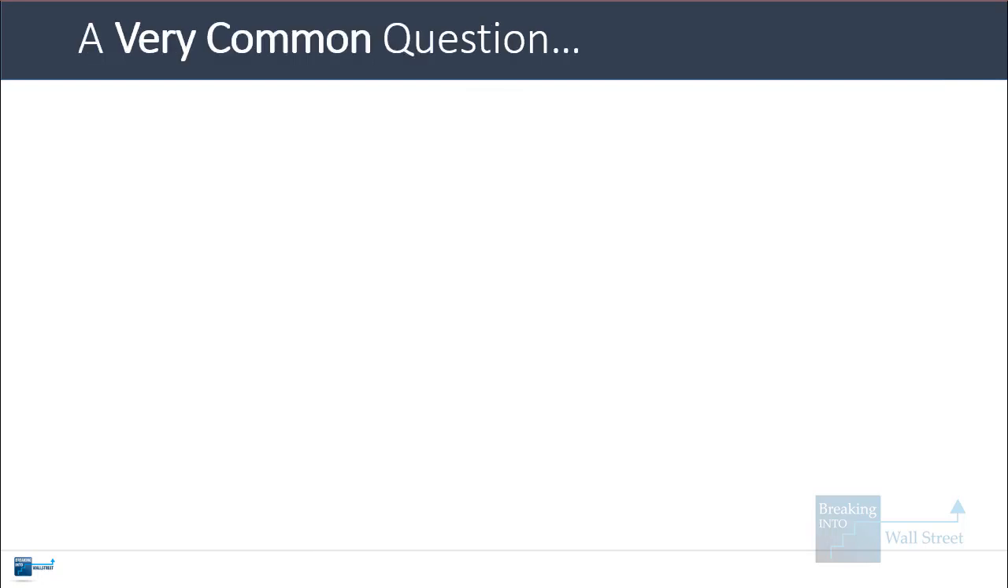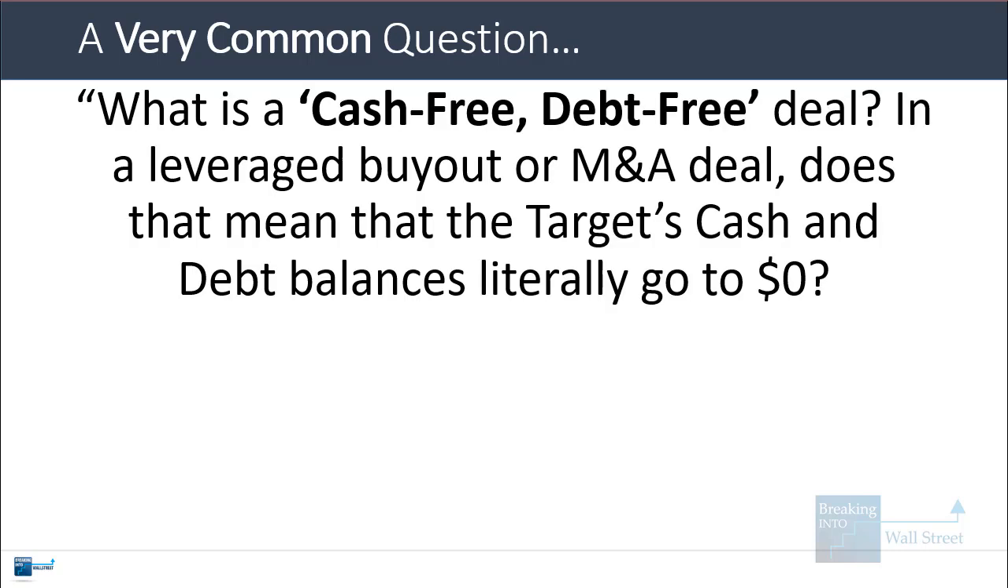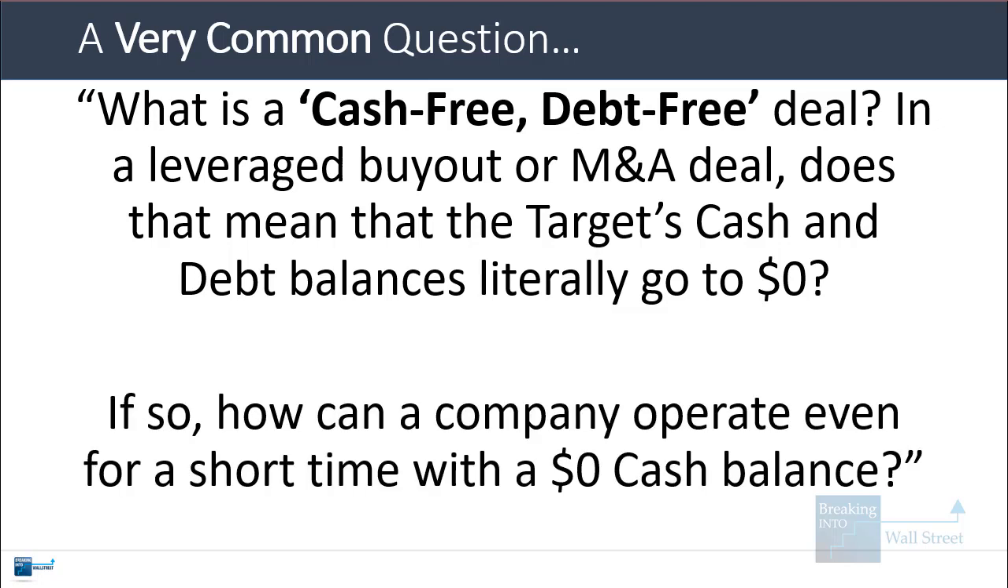The common question that we get here goes something like this. What is a cash-free, debt-free deal? In a leverage buyout or merger or acquisition, does that mean that the target's cash and debt balances literally go to zero when the deal closes? And if so, how can a company operate even for a short time with a $0 cash balance? Because all companies need some small amount of cash to keep operating and paying the bills day in and day out. So how could this even be possible?